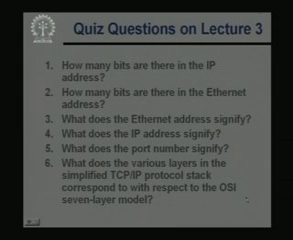Now some questions from today's classes. In today's class, how many bits are there in the IP address? How many bits are there in the Ethernet address? What does the Ethernet address signify? What does the IP address signify? What does the port number signify? What do the various layers in the simplified TCP IP protocol stack correspond to with respect to the OSI 7 layer model?